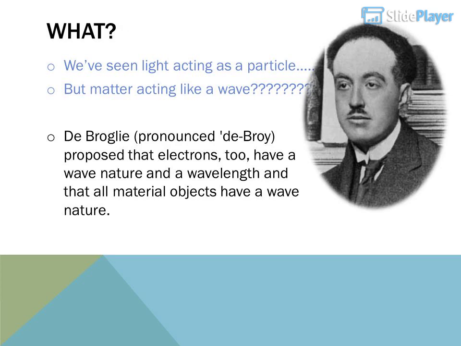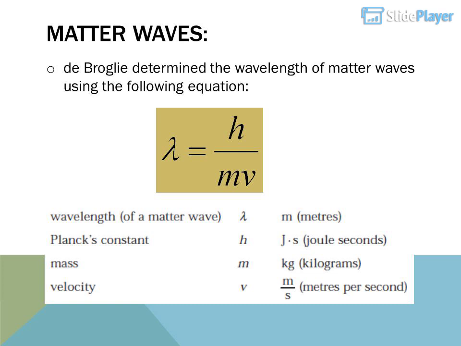What? We've seen light acting as a particle. But matter acting like a wave? De Broglie, pronounced De Broglie, proposed that electrons, too, have a wave nature and a wavelength, and that all material objects have a wave nature, matter waves. De Broglie determined the wavelength of matter waves using the following equation.